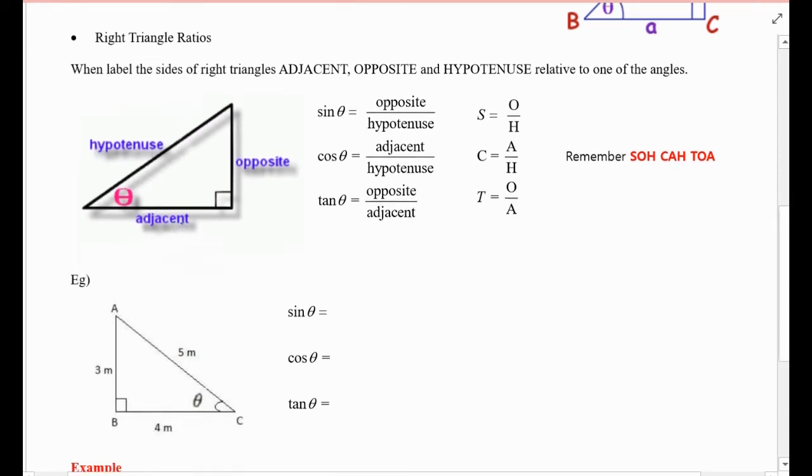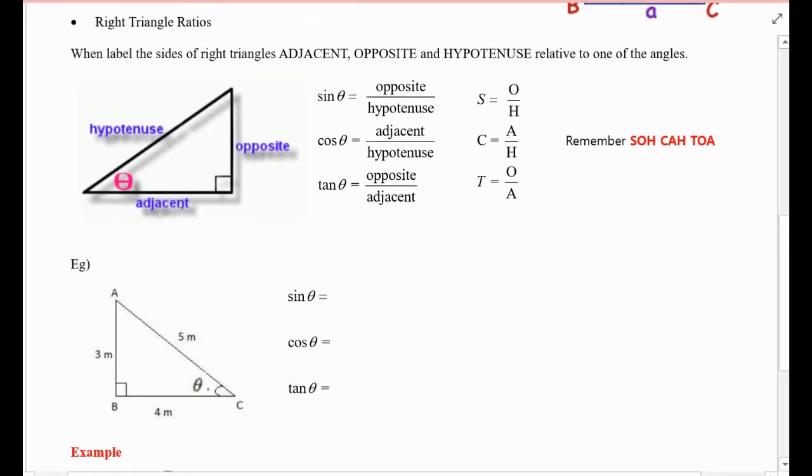All right, let's practice this, everyone. We have angle theta here, so we're going to think based on this theta. If you look at AB, it is opposite. AB is facing this angle theta. So what do we call this?